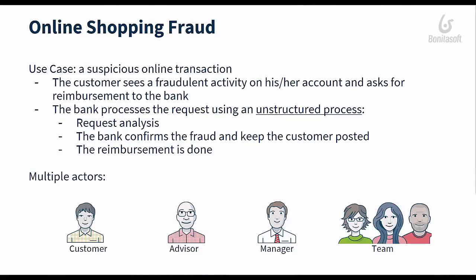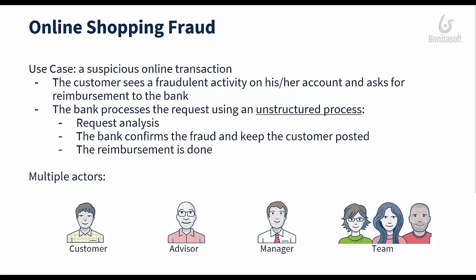All right, so regarding the use case, as you can see from the slide, we have a suspicious online transaction. The idea is that we have a customer that sees a fraudulent activity on his or her account, and this person will ask for reimbursement to the bank. On the other side, we have the bank that will be processing the request, and this request processing will be using an unstructured process. So this process has three main steps.